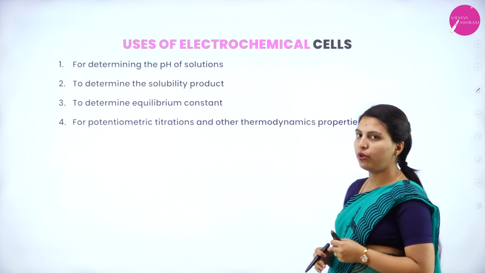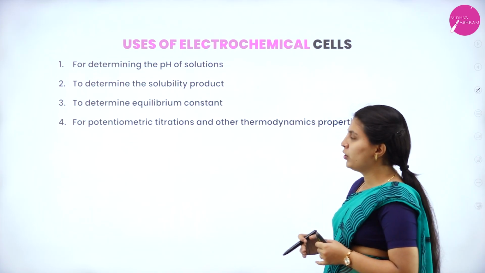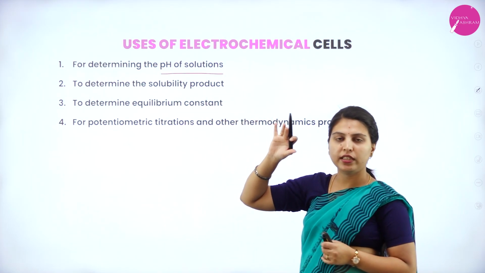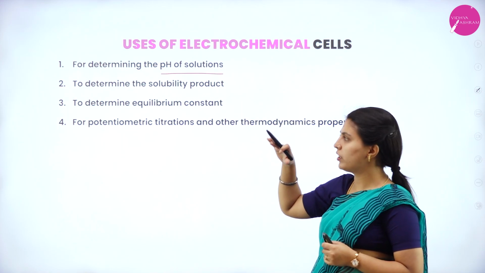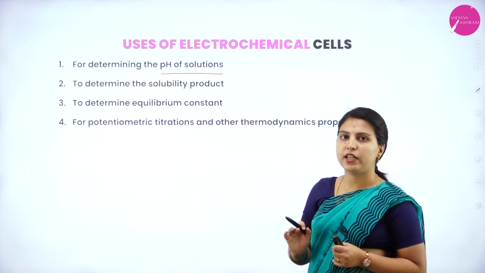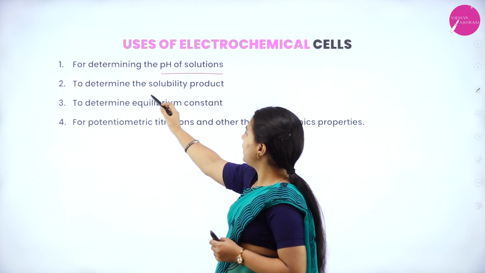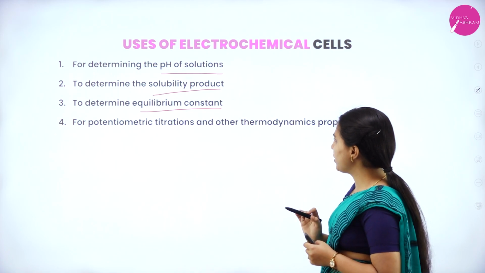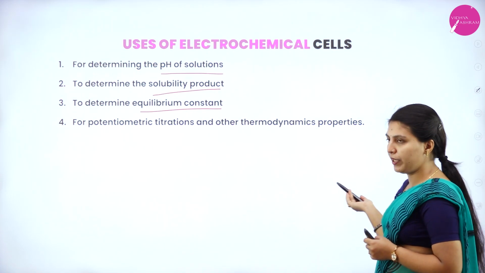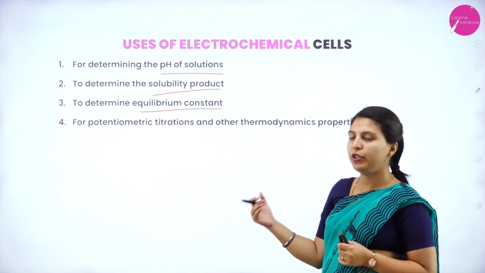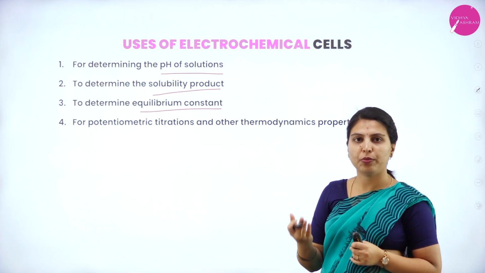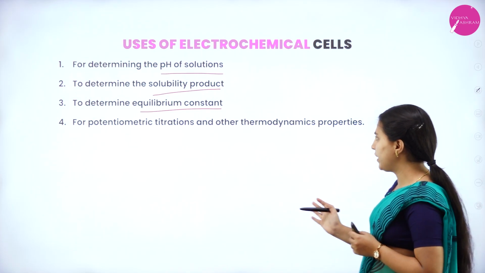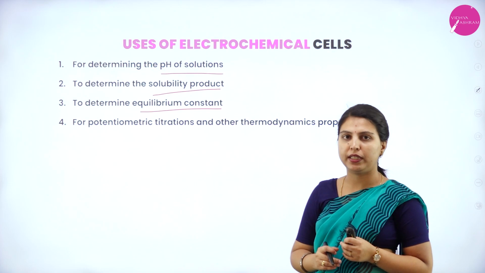Next, uses of electrochemical cells: for the determination of the pH of a solution, to identify the acidity or basicity of the solution, to determine the solubility product, to determine the equilibrium constant, for potentiometric titrations and other thermodynamic properties. So electrochemical cells are used to identify the pH, solubility product, equilibrium constant, potentiometric titrations and other thermodynamic properties.